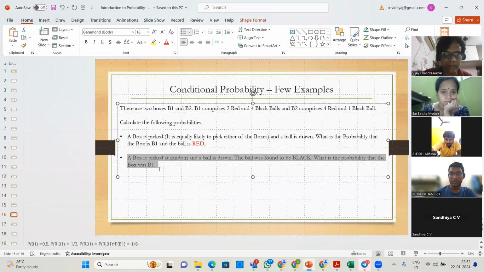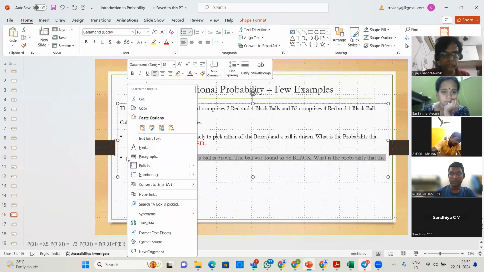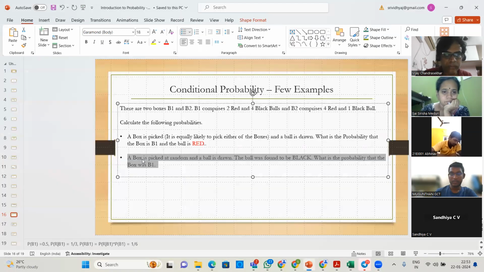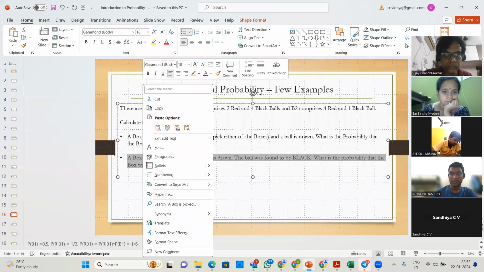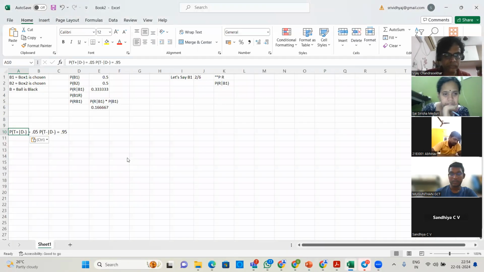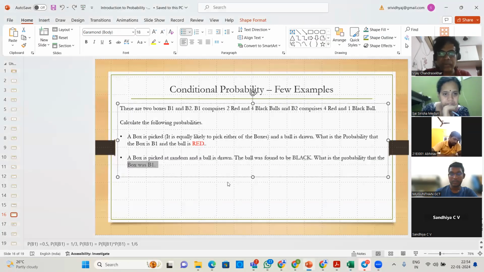Why doesn't it copy? Oh, why? I thought it should copy. For some reason, it isn't. I don't know why. Okay, anyway, have a good look at this, folks.